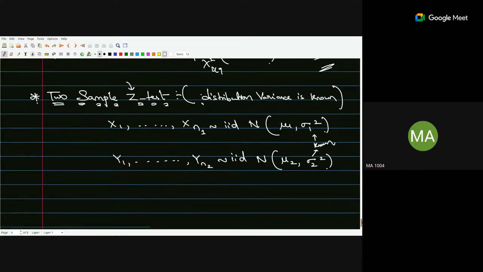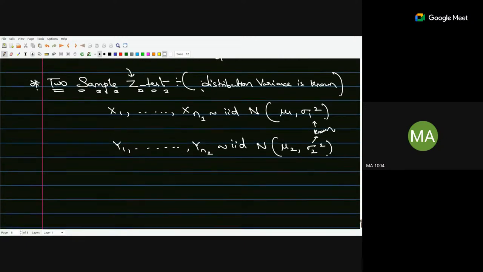And now we are interested to compare mu 1 and mu 2. So that means we are interested to test whether the means are equal or not. We are testing the null, mu 1 is equal to mu 2, against the alternative, mu 1 not equal to mu 2. Okay, so this is what we are going to do.